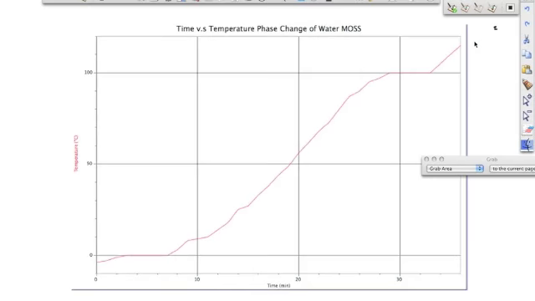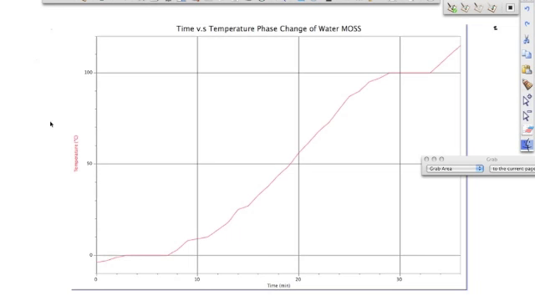For the post lab for the phase change of water. Now, the main thing that we created from this was a graph. And this is the graph that I created after I did my lab. And there's a lot of things that we can determine from this.